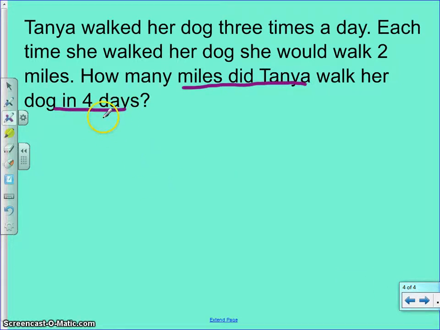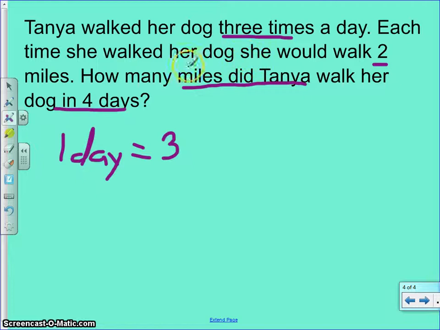Before I can figure out how many she walked in 4 days, I need to know how much she walked in 1 day. So let's look at the information. 1 day equals what? She walks her dog 3 times a day. So in one day, she's going to walk her dog 3 times, and she is going to go 2 miles every time she walks her dog. So 3 times 2 equals 6 miles.